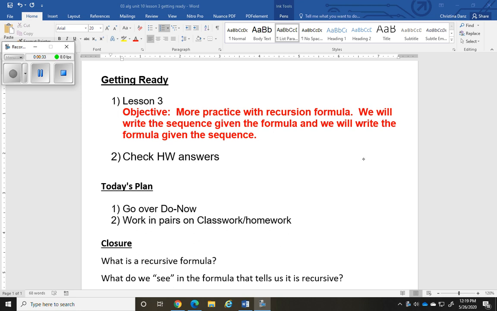So I have circled some problems that I want to do. First, copy down this objective, that it's more practice, and we're going to be able to do really both lesson 1 and 2. If we're given a sequence, we can write the recursion formula. If we're given a formula, we can write the sequence.